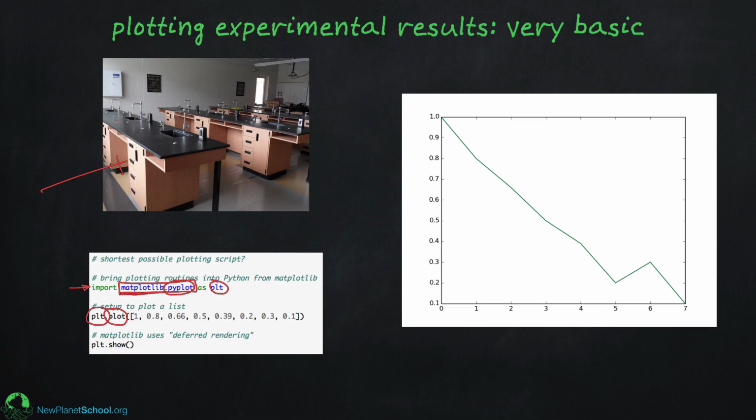So you did your experiment. You have your data. You've put them in this list, 1.8, 0.66, whatever. You just type in your numbers right here, whatever it is that you're measuring, voltage, distance, velocity, whatever it is.